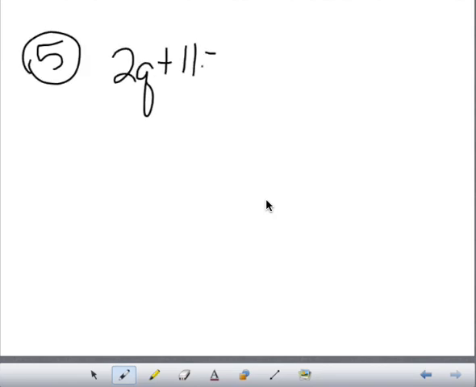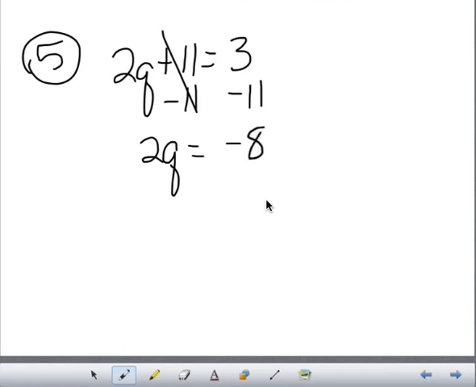Number 5, we get into our two-step equations. 2q plus 11 equals 3. Again, I've got to get the q by itself. What's attached to it? Times 2 and plus 11. Remember, we've always said if it's not part of the fraction, get rid of the addition and subtraction first. So I'm going to end up subtracting 11 from both sides. So I get 2q is equal to 3 minus 11, which is negative 8. Divide both sides by 2 to get the q by itself. So q is equal to negative 4.